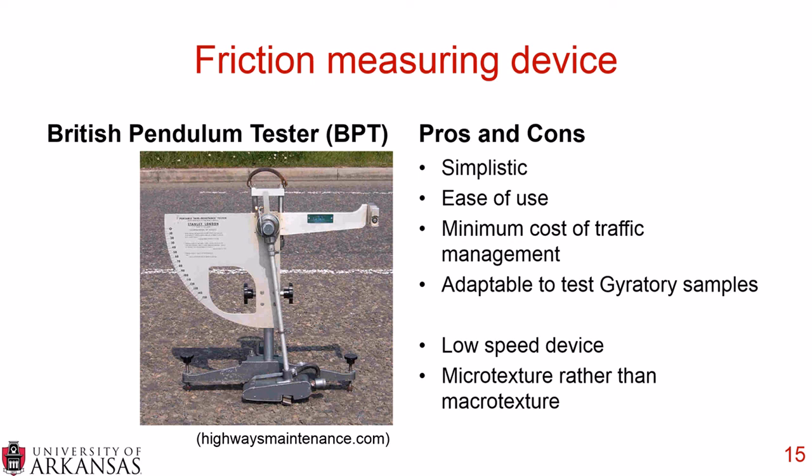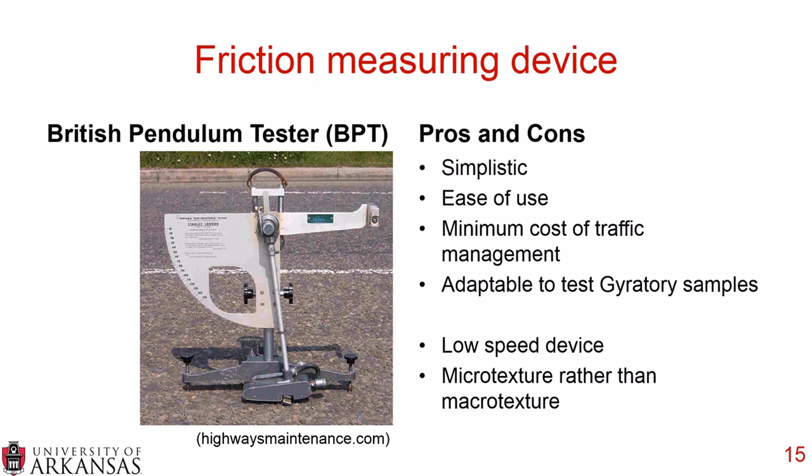Now, some of the cons to it is that it is a relatively low speed device, so the traffic has to be moving slowly, and you're looking at micro texture rather than macro texture of the surface. So usually the BPT is looking at the friction on a very micro level, but FDR, if it has large enough aggregate, you may have some macro effects there. So that's something to take into account.